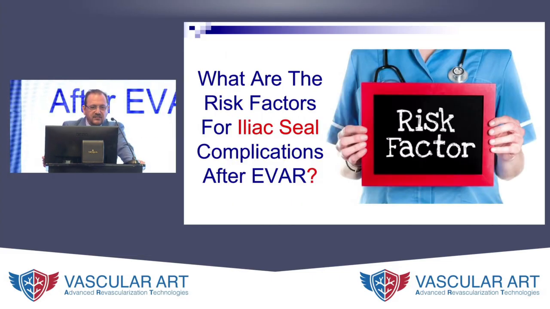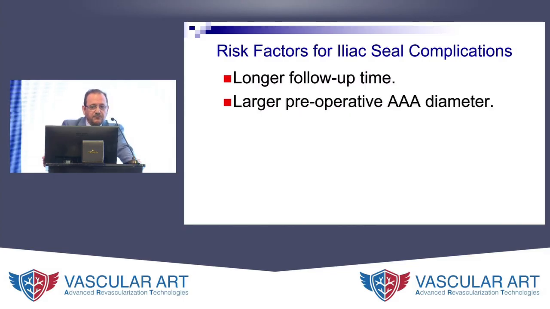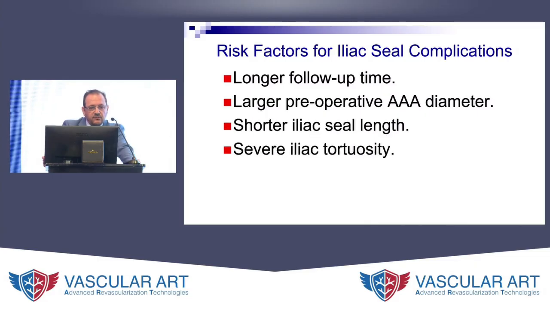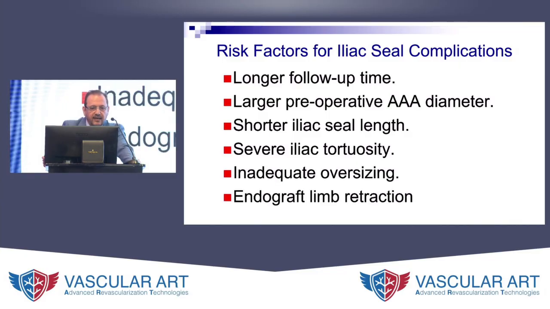So what are the risk factors for iliac seal complications after EVAR? The main risk factor is long follow-up. The longer we follow up the patient, the more we find these iliac dilatations, especially after many years. Other factors are larger preoperative AAA diameter, shorter iliac sealing zone, severe iliac tortuosity, inadequate oversizing, and endograft limb retraction.